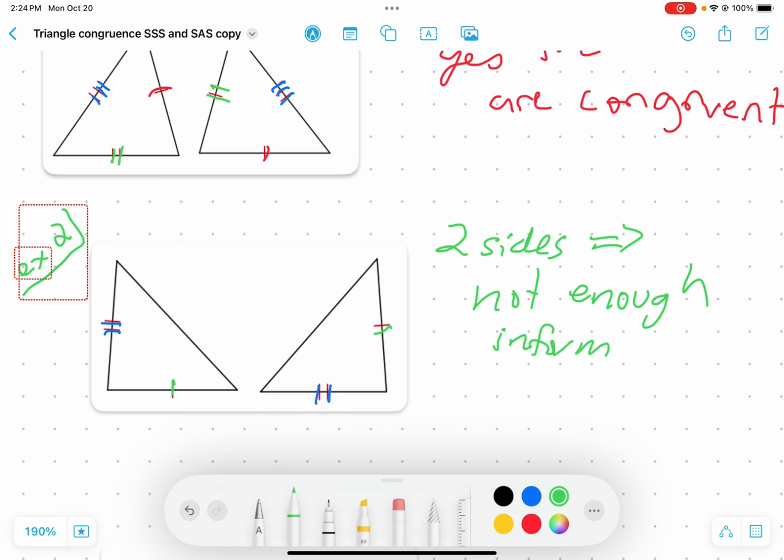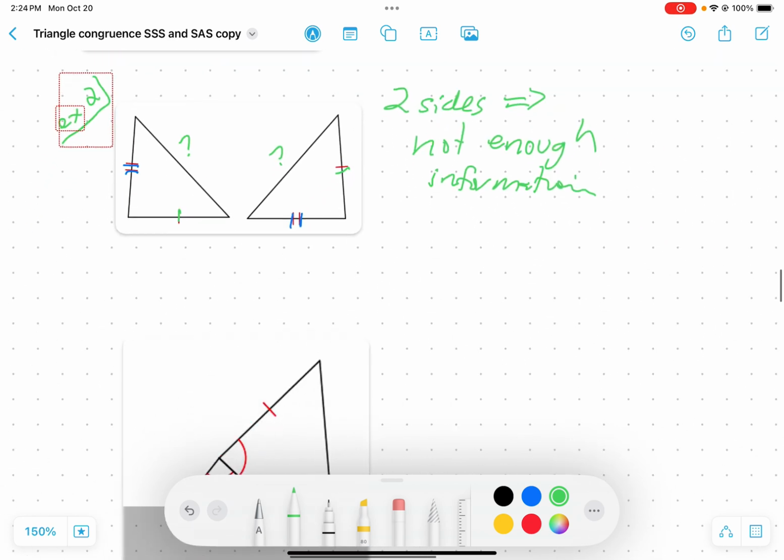They might be congruent, but they might not, because I don't know about the third side. They didn't tell me. Okay, let's look at some trickier examples where the triangles are touching each other.